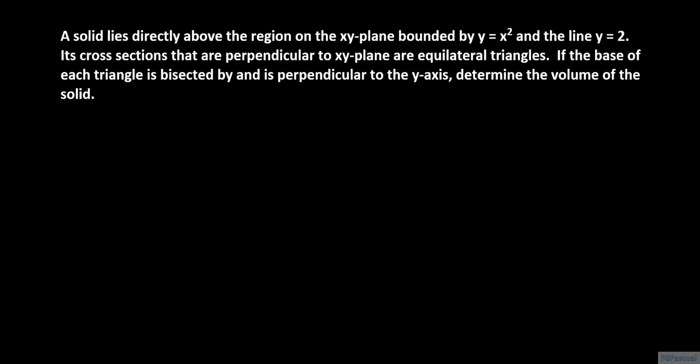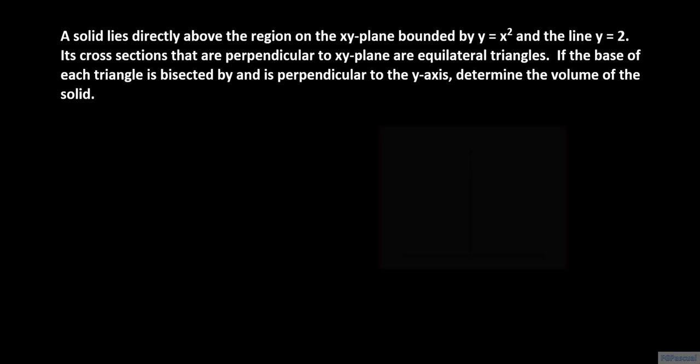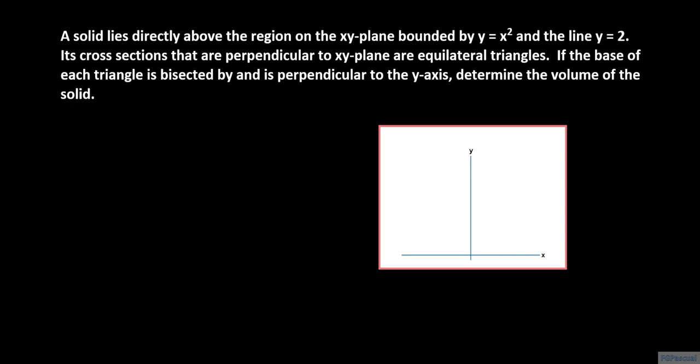Let's examine the base of the solid on the xy plane. One bounding curve of the base is the parabola y equals x squared. The second bounding curve is the line y equals 2. The base of the solid is the region enclosed by the two curves. Since the region is symmetric with respect to the y-axis, each cross-section perpendicular to both the xy plane and the y-axis has its base bisected by the y-axis with both its endpoints on the parabola.